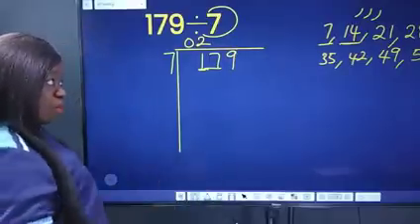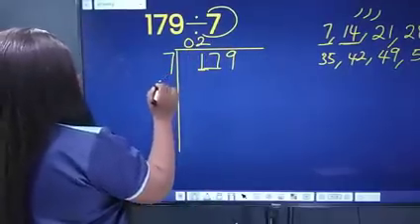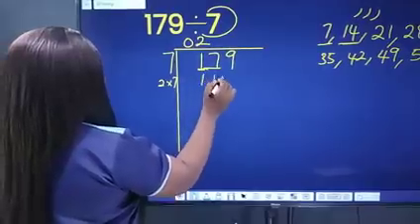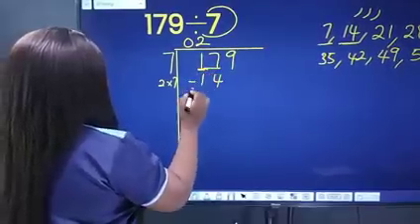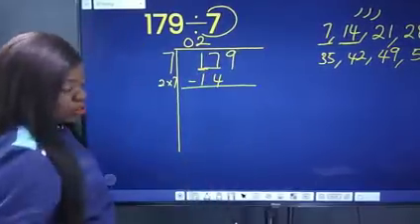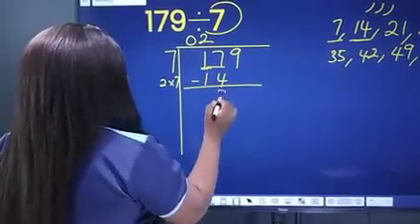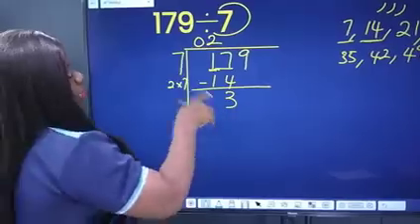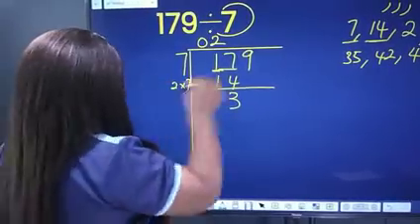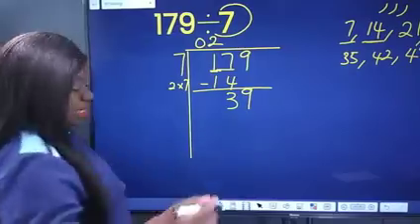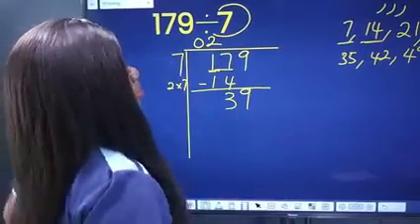The next step is multiply. So 2 times 7. 2 times 7 is 14. Write 14 down under the first dividend. Then subtract. You know, the next step will be subtract. So 17 minus 14 is 3. So now 3 divided by 7 will not be possible. Let's bring down this 9. So we have 39 as our dividend.